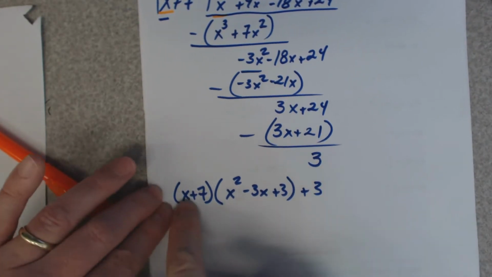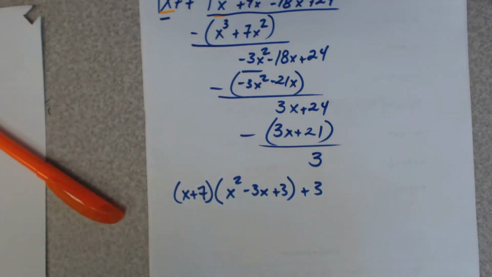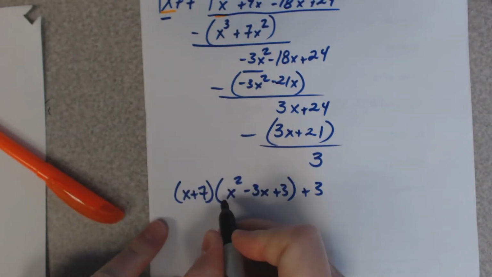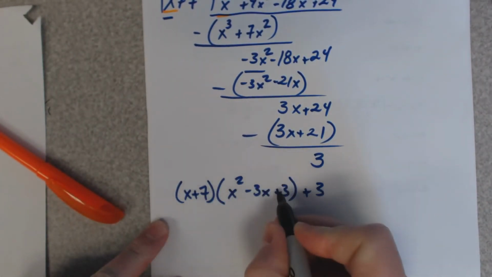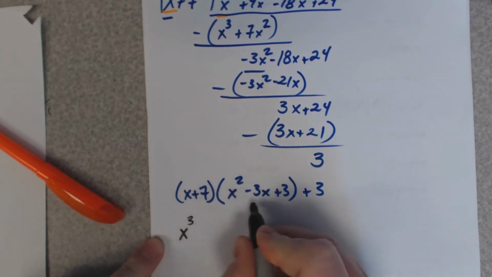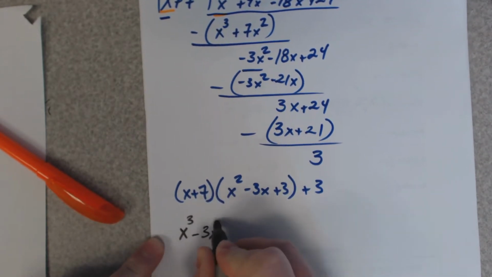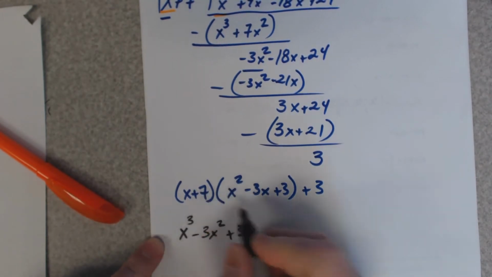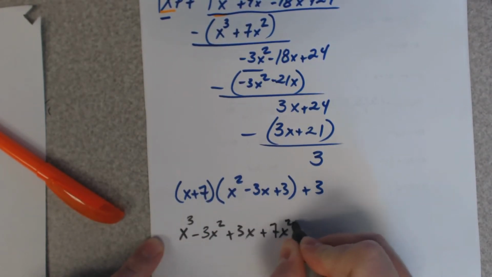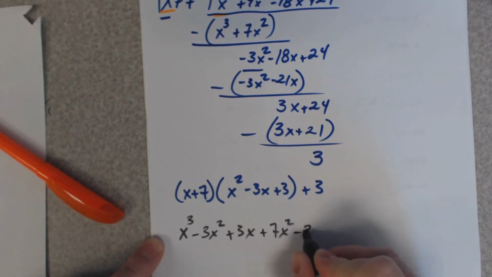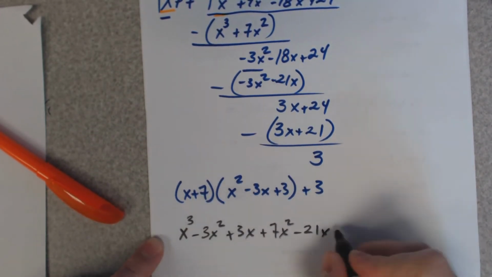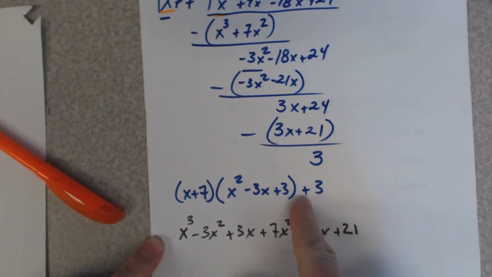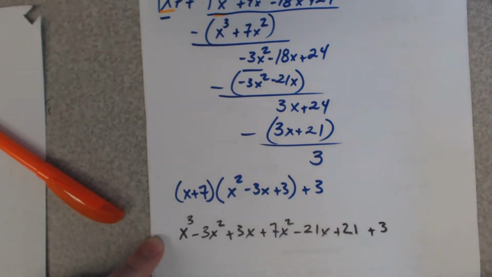Now I don't have to do this every time, but I want to show you that this works. Okay, let me use a different color. So if I take x times x squared, I just distribute an x. You get x cubed. X times negative 3x is negative 3x squared. X times 3 is positive 3x. 7 times x squared. 7 times negative 3x. 7 times 3. Plus the remainder, 3.